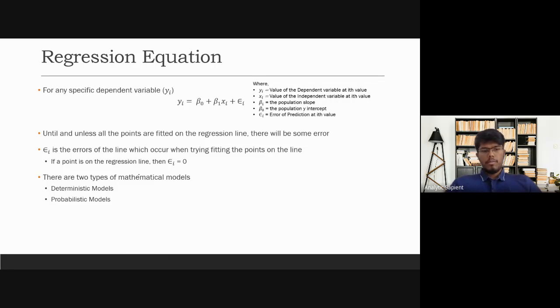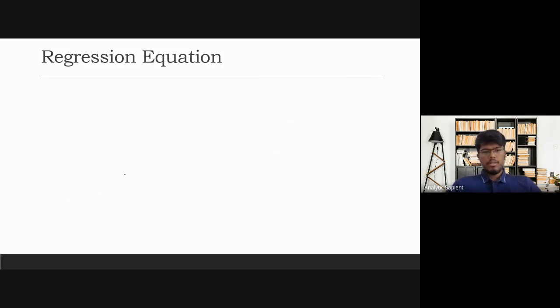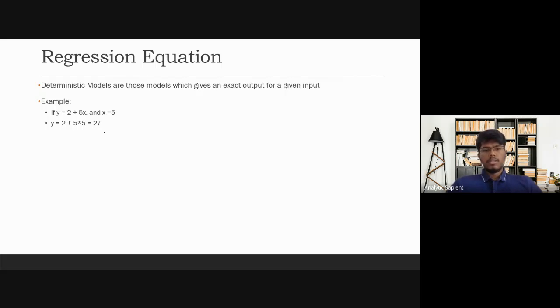Okay. And one more important thing is to understand that there are two types of mathematical models, everywhere across the domain of maths. One is deterministic and the other is probabilistic. So let's see what those two are. Deterministic models are those which give an exact output for a given exact input. For example, if y equal to 2 plus 5x, then if x equal to 5, then y equal to 27. Done. So there's no other change. If x equal to 6, it will be something else. It will be 32.